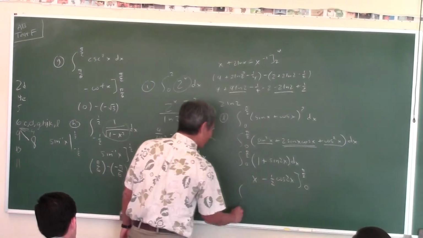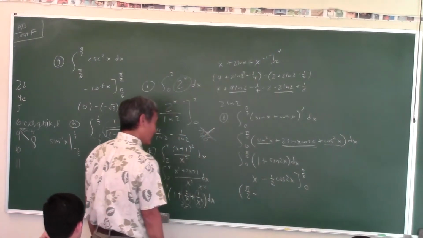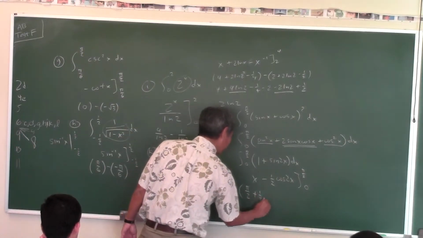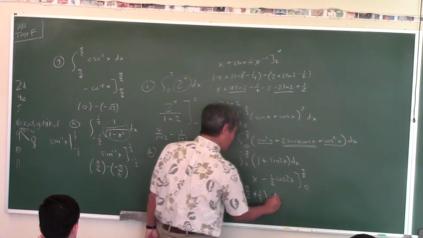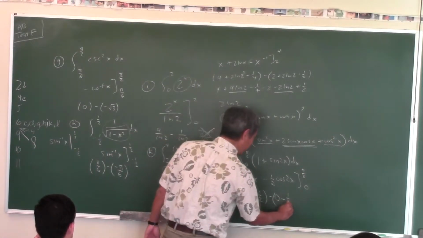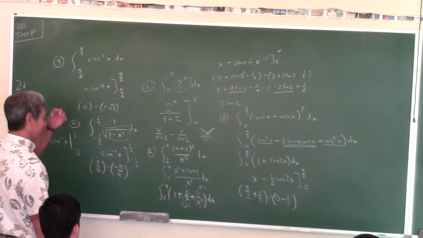Okay, I'll go one more step. Plug in the top number. You get pi over 2 minus cosine of pi, which is -1, so that's going to be plus 1/2. Minus, plug in 0: 0 minus cosine of 0 is 1, so minus 1/2. Okay, so it looks like pi over 2 plus 1 is the answer.